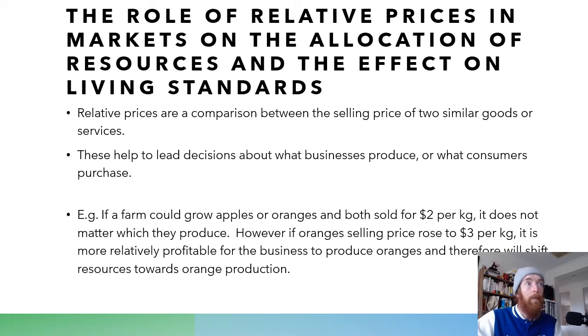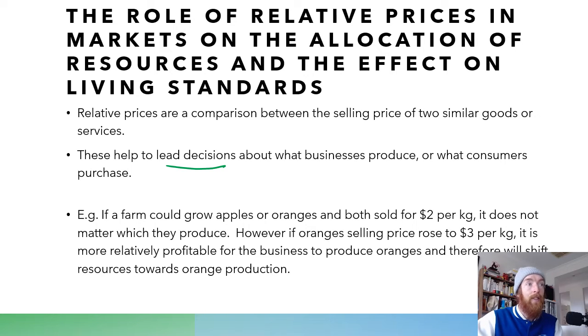Then we've got the role of relative prices. Relative prices are a comparison between the selling price of two similar goods or services. These help lead decisions about what businesses produce or what consumers purchase. So basically what's going to happen is businesses are going to produce whatever is more profitable. We're assuming that demand and supply are constant in this.